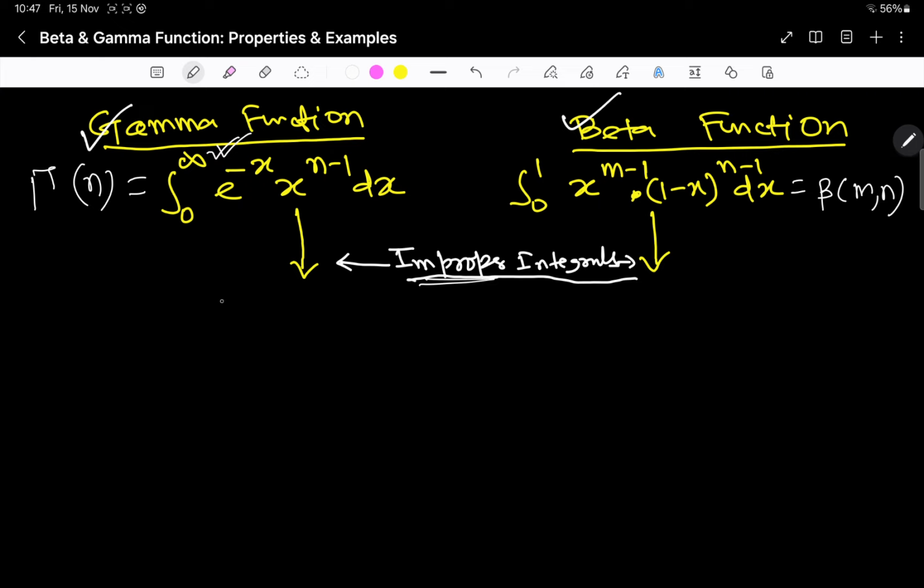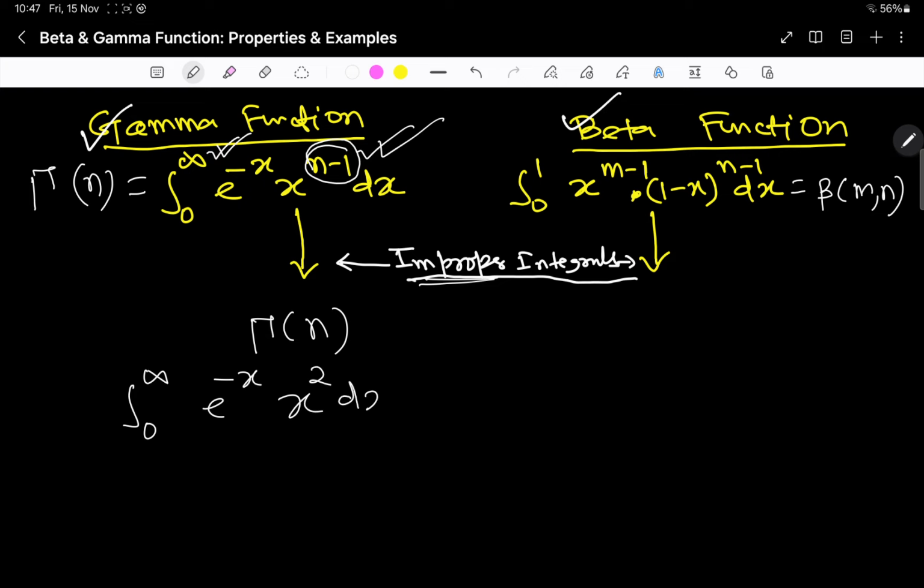As the definition suggests, it is power n minus 1, and the limit is 0 to infinity, then it has to be gamma of n, meaning the power is just increased by 1. If I ask you the integral from 0 to infinity of e to the power minus x, x to the power 2 dx, immediately I will say this is nothing but gamma of 3.